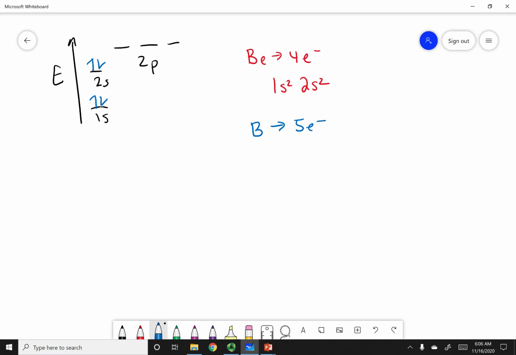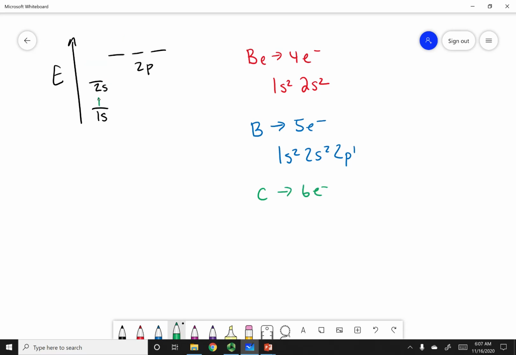So the next lowest orbital is the 2p, so I'm going to go ahead and put an electron in the 2p orbital. So its electronic configuration is 1s2, 2s2, 2p1. All right, let's do carbon, 6 electrons. So 1, 2, 3, 4, 5, just like boron, and now I have to put the 6th electron.